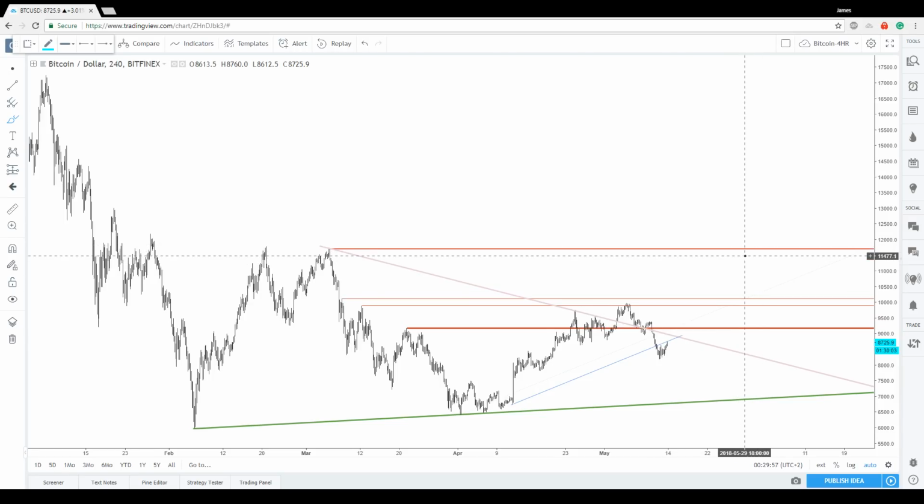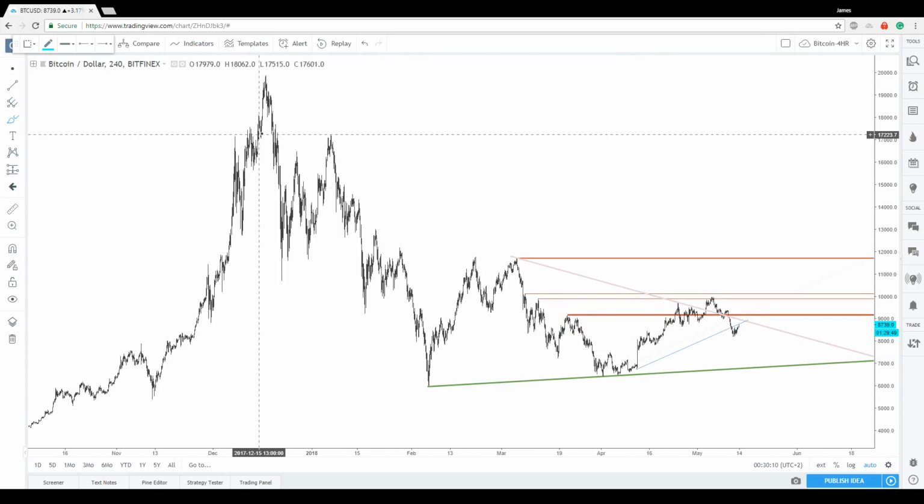Whether you think we're going to 20,000, 50,000, 100,000, 200 million, whatever the number is in your head that you think Bitcoin is going to go to in the future, understand it's going to take time. It's going to take a lot of patience. It's not going to produce this move right here.